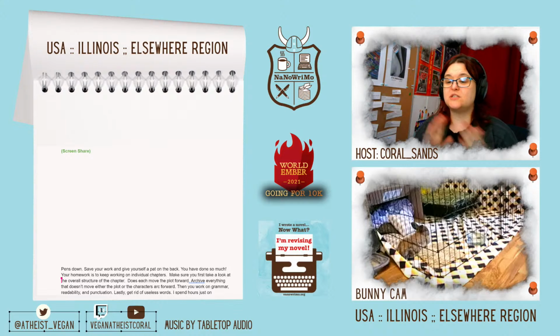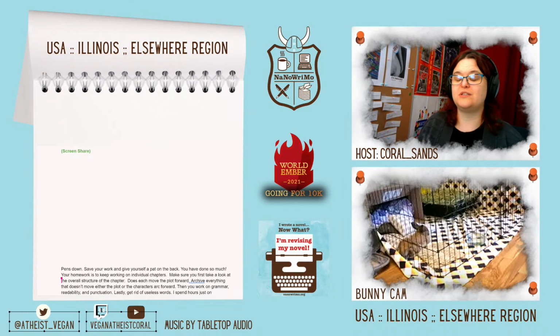And then your next thing is going to be working on grammar, readability, and punctuation. Lastly, get rid of those useless words and repeated words. Use your thesaurus to come up with different ways of saying the same thing, basically. I spend just hours working on those little paragraphs to make sure that each one, as I think it's Stephen King who says, every word, every sentence, every paragraph must have a reason for being there. So that is your goal.